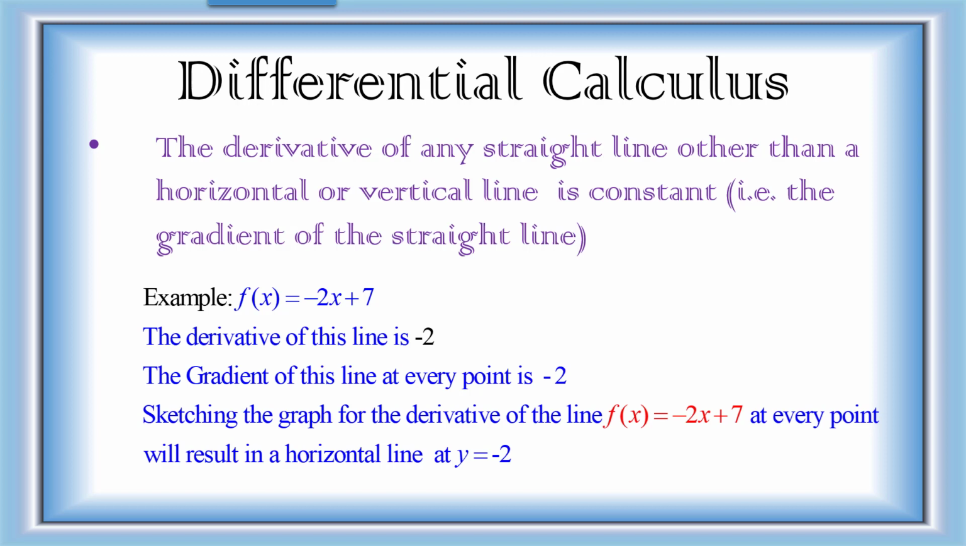And we can actually sketch this, and what I would get as a result would be a horizontal line at -2. And what that horizontal line is called is the derivative curve for this straight line, -2x plus 7. So today's lesson is going to be focusing on plotting derivative curves.